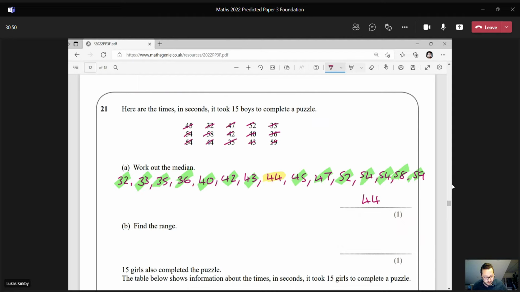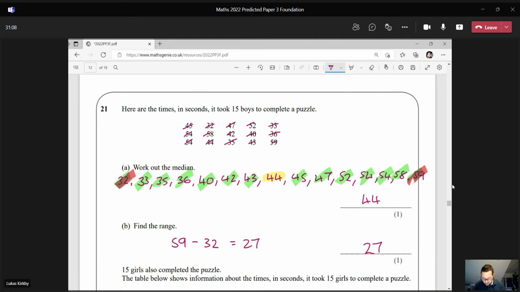Okay, so B says find the range. Well, the range is just the largest take the smallest, so luckily we've already written these in order. So our range is going to be 59 take 32, which is 27. So the range is 27.